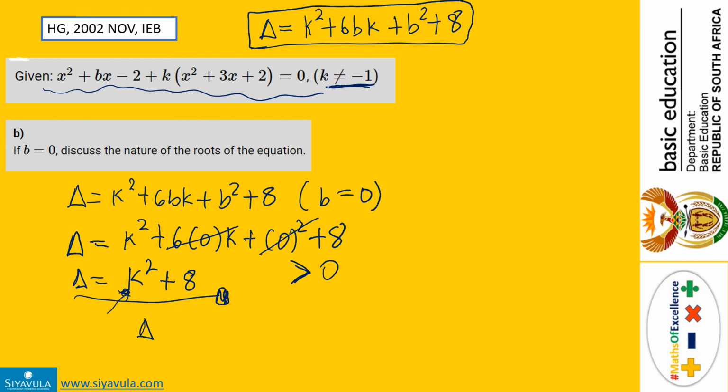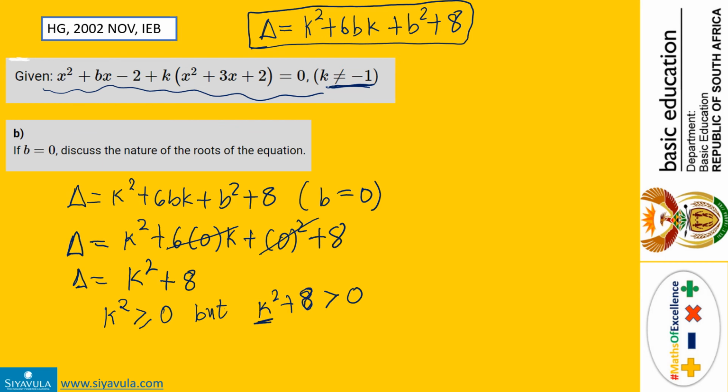Why is it like that, right? Okay, let me just show you. Anything that is squared will never be negative. So we can see k squared will always be greater than or equal to 0, but k squared plus 8 will always be greater than 0. It won't be equal to 0 because we are already adding 8 there, and this one is always positive. So k squared plus 8 is greater than 0, therefore we can conclude that delta will always be greater than 0. Now we can discuss the nature of the roots, right?